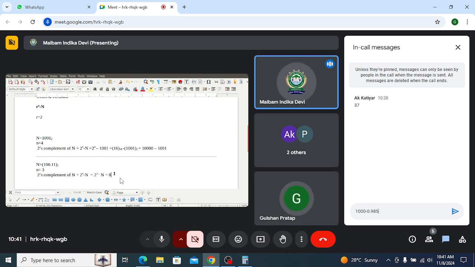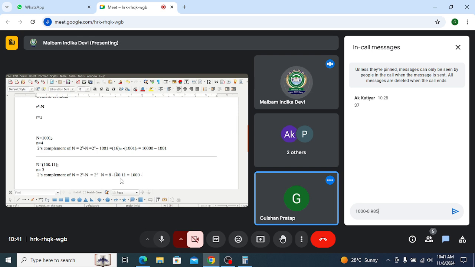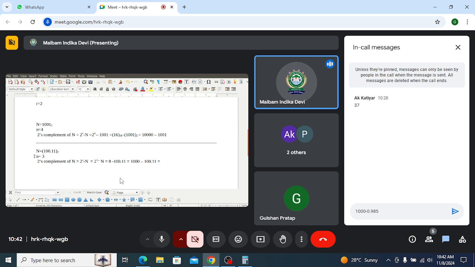8 is a decimal number. 8 minus 100.11. So 8 is a decimal number, so you need to convert it into binary, which is 1000. So you will subtract this, and whatever result you get, that will be the two's complement of this number.